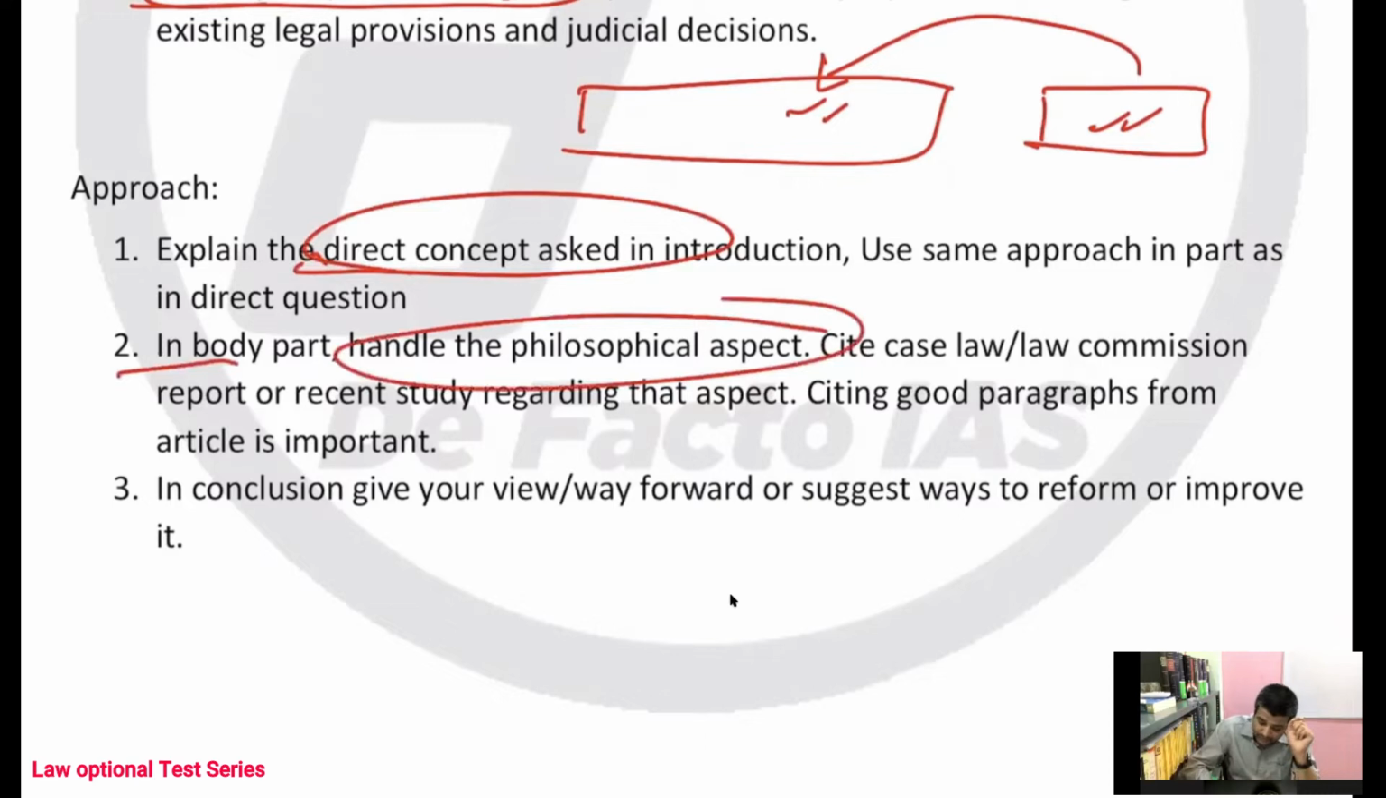Here, cite a Law Commission report, a good line about it, or a recent judgment in which the judge has remarked on the matter. The article that I showed you will play a very important role there. Pick up good lines and write them down.